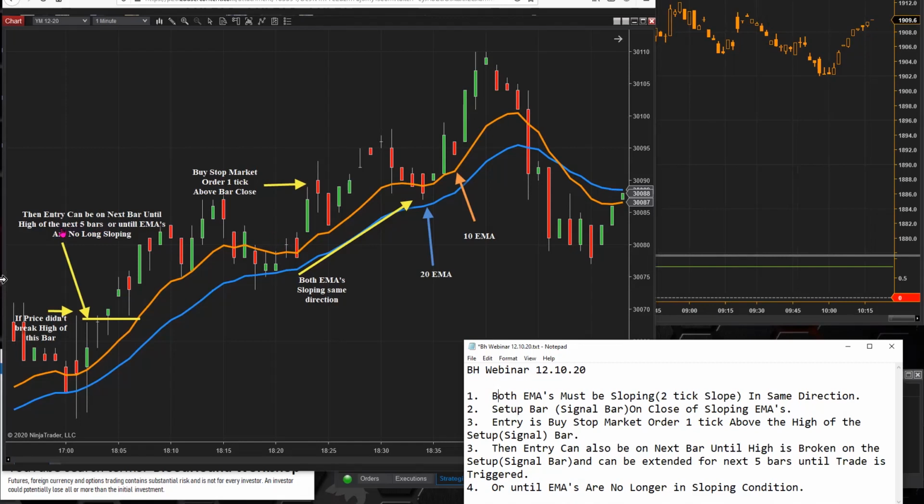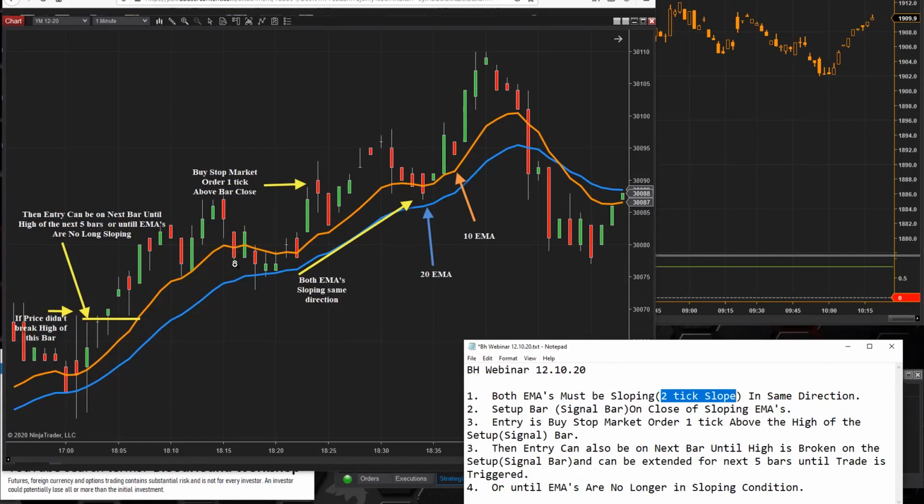And so there is a 5-bar limit, right? So basically the high of the setup bar needs to be broken within 5 bars. So we can see this red bar here broke the high of the setup bar. All right, that's right. And the other requirement was to have a pretty steep slope. Yeah, they have a very steep slope on these bars here.